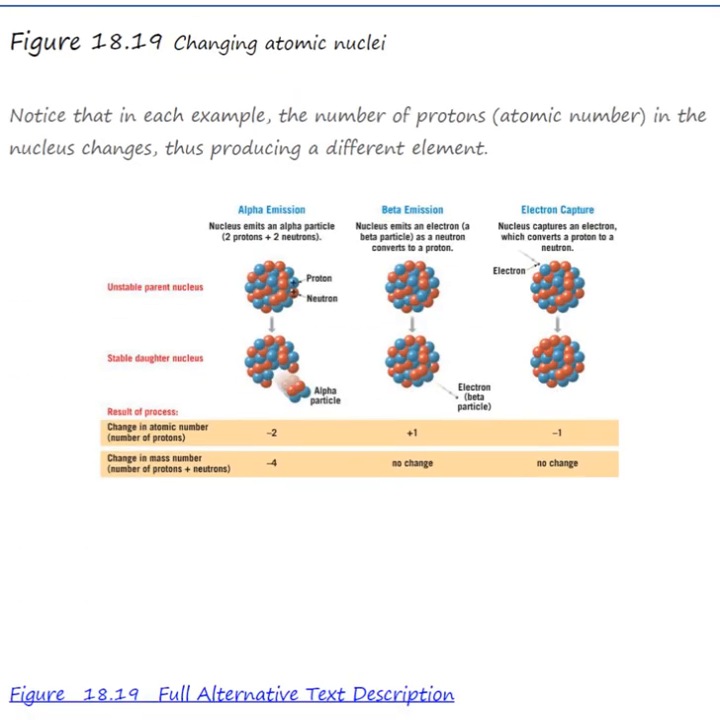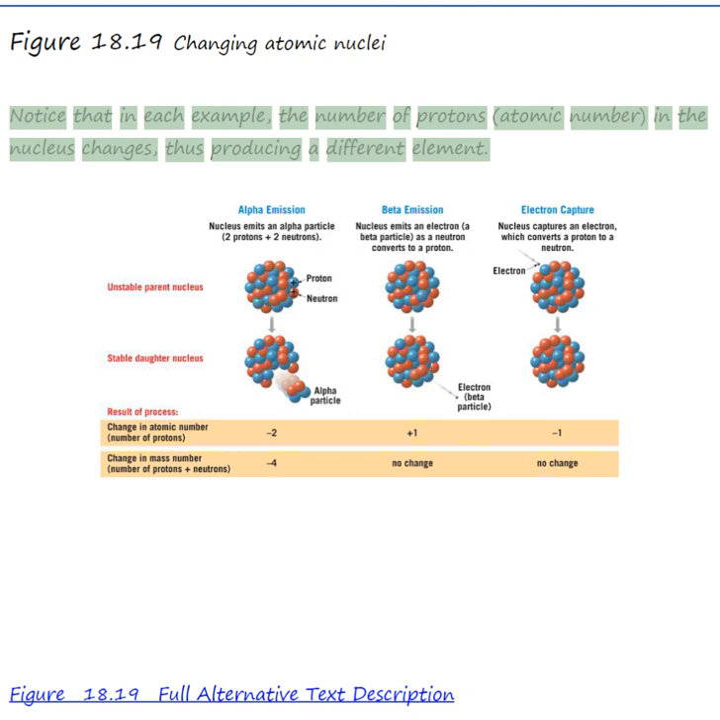Sometimes an electron is captured by the nucleus. The electron combines with a proton and forms an additional neutron. As in the last example, the mass number remains unchanged. However, because the nucleus now contains 1 fewer proton, the atomic number decreases by 1. Notice that in each example, the number of protons in the nucleus changes, thus producing a different element.